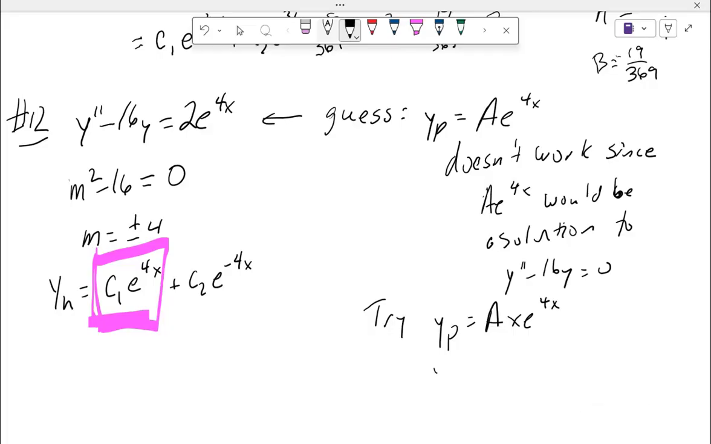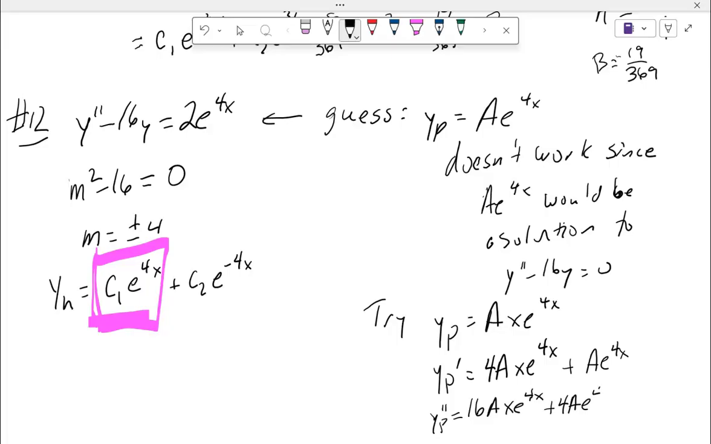All right. So let's see what we can do here. Let's do our derivatives. What's the first derivative going to be? 4a x e to the 4x plus a e to the 4x. Good. And second derivative? 16a x e to the 4x plus 4a e to the 4x plus 8 or 4a e to the 4x.